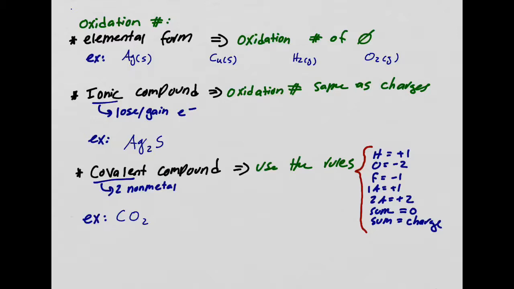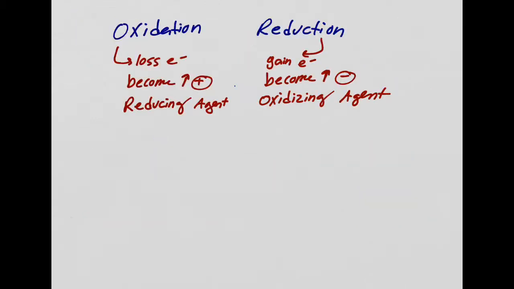Alright, so one of the things that I want to go over, because I know some of you are having problems with it, is oxidation number. But first of all, remember, redox is oxidation and reduction. Oxidation, loss of electron, you become more positive, you're a reducing agent. Reduction, gain of electron, you become more negative, you're an oxidizing agent.